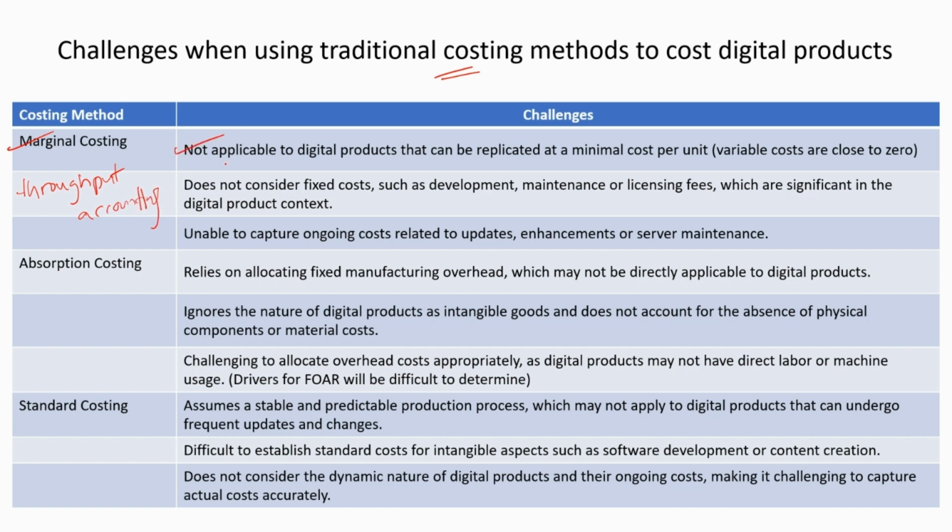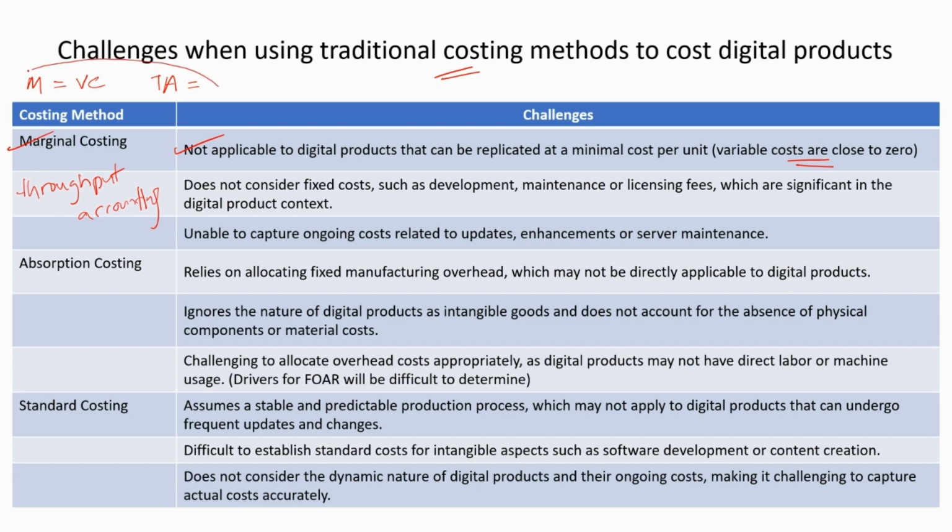Not applicable to digital products that can be replicated at a minimal cost per unit. This means variable costs are close to zero. When variable costs are close to zero, marginal costing or throughput accounting is not suitable to cost a digital product, because under marginal costing, we consider all the variable costs that will be incurred for a product. Under throughput accounting, we consider the direct material to be the purely variable cost. All the other costs will be considered as factory costs.